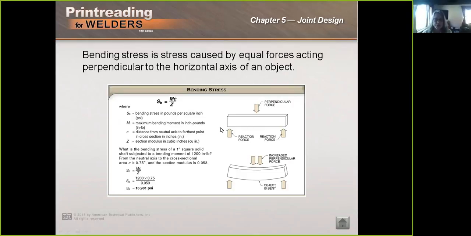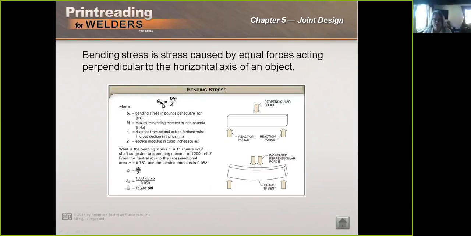For most beams, the neutral plane is going to be in the middle. C is another one of those things that will be given to you in this class. You don't have to find C. That's an engineering problem. And Z is what we call a section modulus. And again, that's an engineering term that you will not have to find or understand. Just understand what these things mean in this equation.